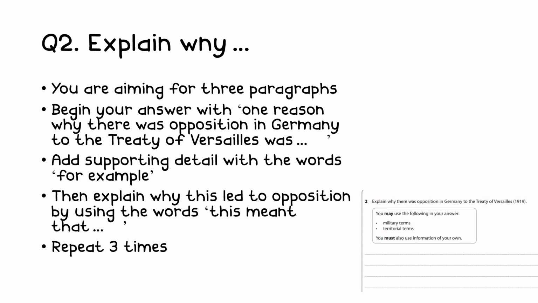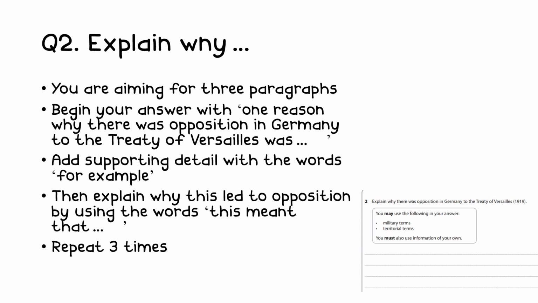So in this case, your topic is opposition. That means why were people opposed or against the Treaty of Versailles? Why didn't they like it? And you're going to begin your answer with the words of the question. So in this case, one reason why there was opposition in Germany to the Treaty of Versailles was. Then you're going to add detail to support this. That's your AO1, your key terms.